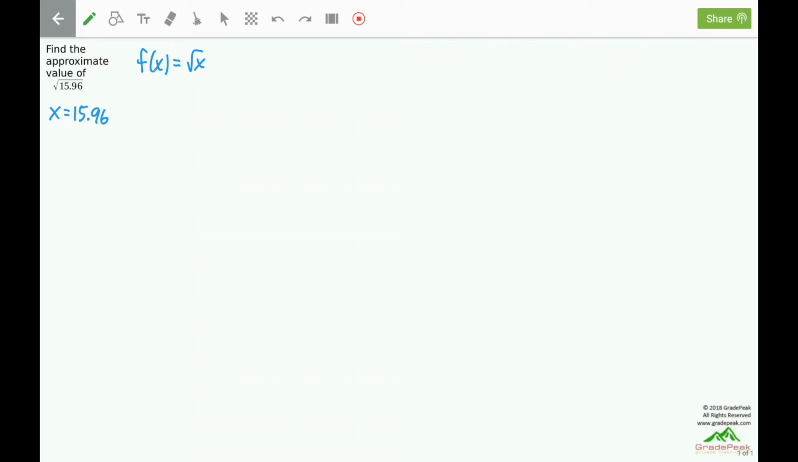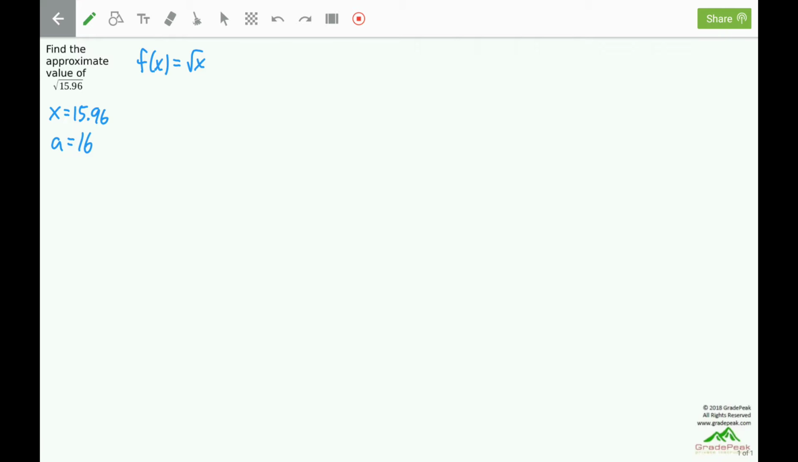The third thing to do is identify a value near the x value of 15.96 and call it a, that will be able to plug into the function and be evaluated easily. Since the function is the square root of x function, we want a perfect square near 15.96, and therefore 16 will be the choice for a.